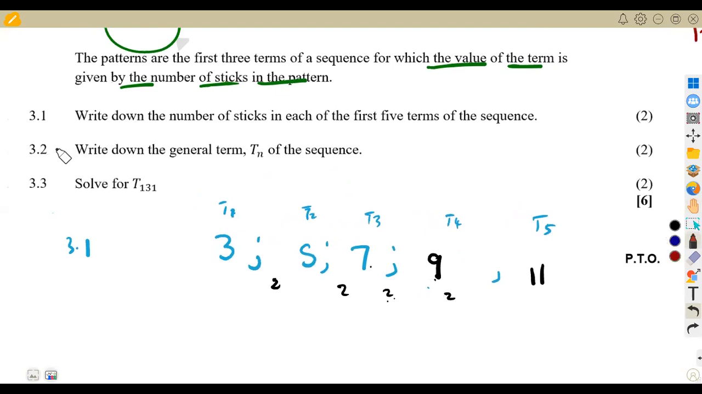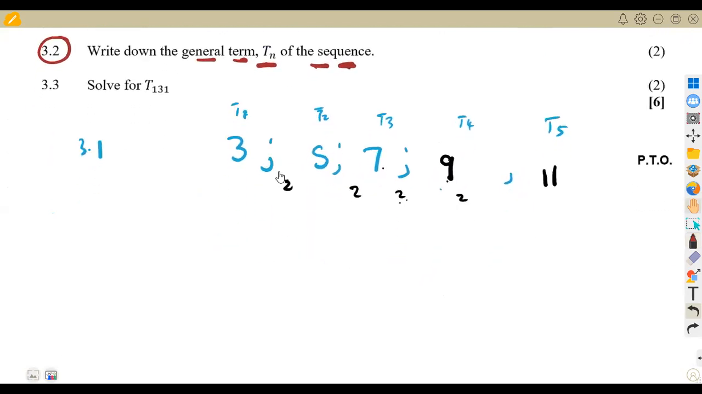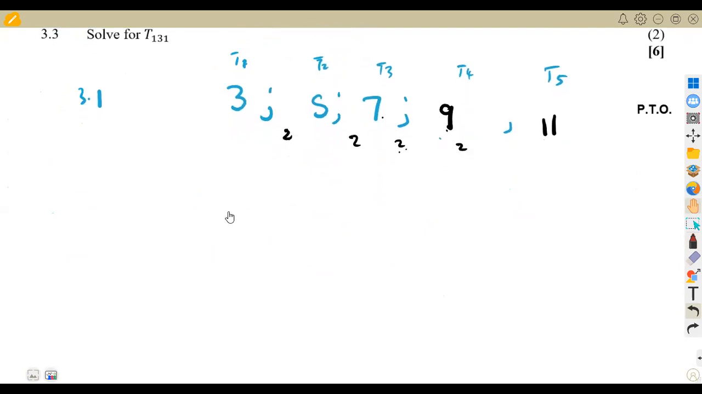Then on 3.2, they're saying write down the general term Tn of the sequence. Remember this sequence that you're talking about here, where there's a common difference, we said it's an arithmetic, a linear pattern, whereby we know that it can be written in short. If you understand this, it is going to be best for you, where I say Tn is equal to Bn plus C. Okay, what does it mean?